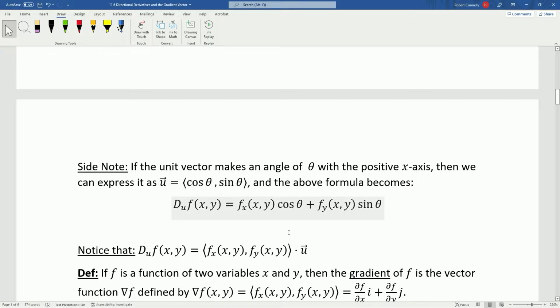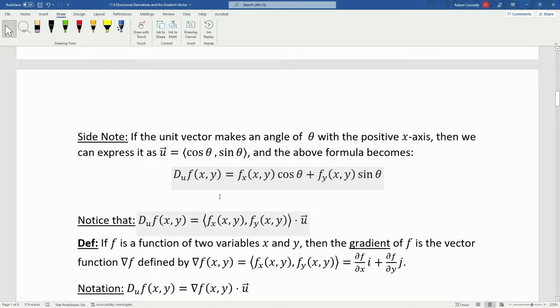And quite often we'll end up using this form because you might know the angle that's formed with the x-axis in the context of the problem. So my unit vector is going to be cosine of that angle, sine of that angle. And this is going to come up quite often. So definitely keep that in mind.